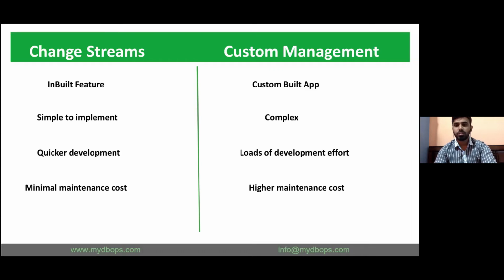By getting the oplog, just imagine you're building your own application. For example, you're writing your own code to get the information. That will take even more effort, and loads of development effort. Also, if you have multiple custom applications to watch for the change, then it's a higher maintenance cost. Here, with almost zero maintenance cost, we can have change streams enabled. So this is the comparison between these two.